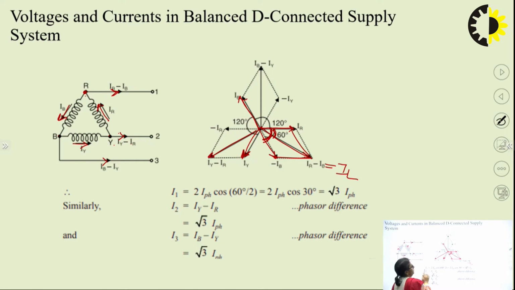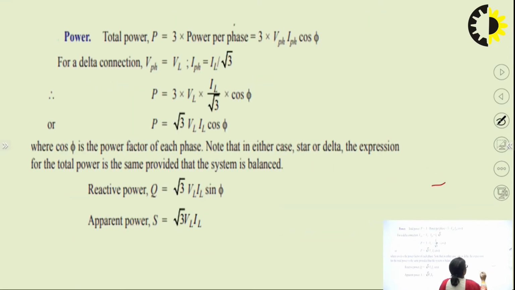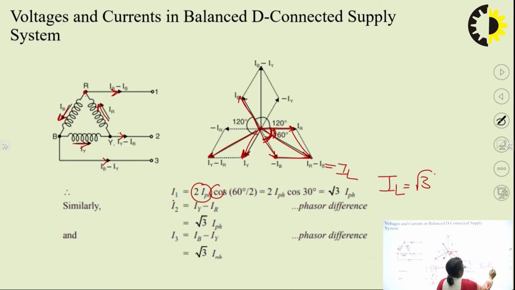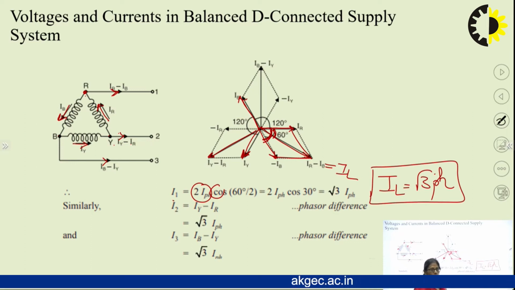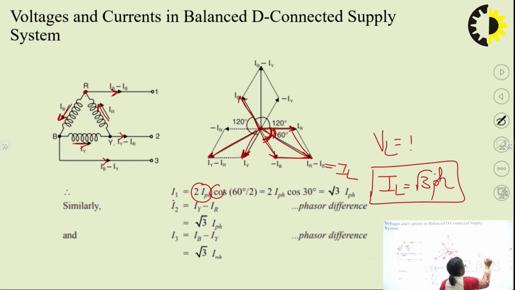I can write that the line current IL, or I can call it IR minus IB, will be given by twice of I phase cos 30, and I'll ultimately get root 3 I phase. That means the relationship I am getting is the line current is equal to root 3 times the phase current, right? It means for a delta connected system we have got two relations: line voltage is equal to phase voltage, but line current is equal to root 3 times the phase current, right?